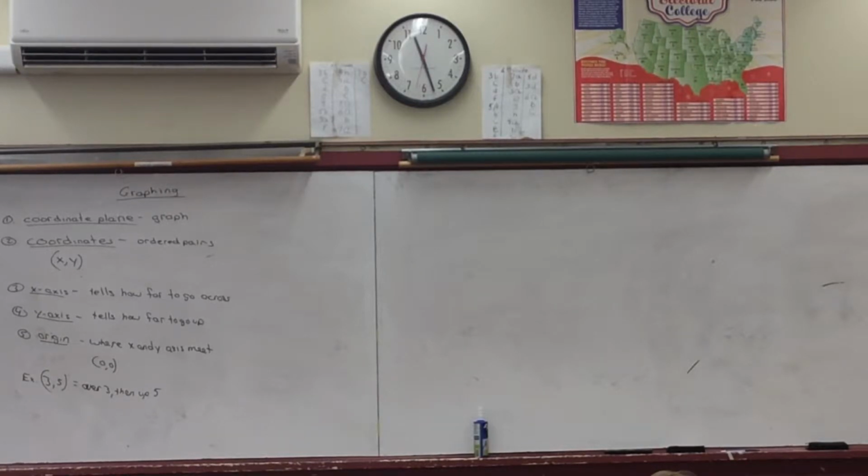When you're writing it out like that, could you say up 5 first? No. You always do the first one, over, first and then up. Get in that habit of doing it that way.